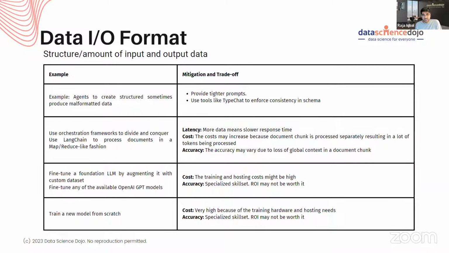Data IO formats. Sometimes the data can actually be in different formats, and how do you handle this? You can create structured agents. Sometimes the best way to handle any incorrect outputs, incorrect processing, or incorrect inference is by breaking down the entire process. So in this case, what we're recommending is to break it down: create agents to create structured data, and then provide tighter prompts and do it sequentially, as opposed to doing the entire thing at the same time.